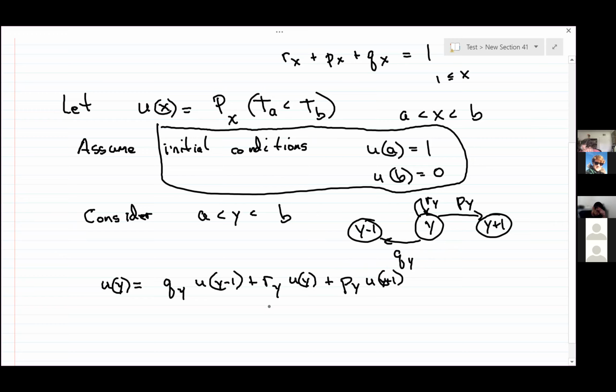So I think of this essentially as the sum rule. After one step, you're either here, here, or here. The probabilities of being those places are q y, r y, and p y respectively. And then from there, you want to get to A before you get to B, which is by definition u of y minus 1 here because you're starting at this point, u of y here because you're starting at this point, and u of y plus 1. You can read that, yeah. U of y plus 1 because you're starting at this point. Okay, this is what's sometimes called a recurrence relation.